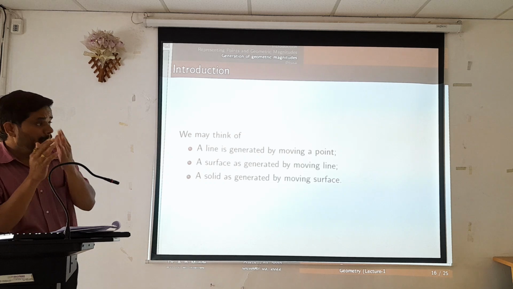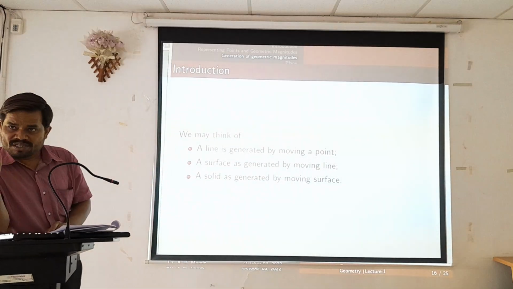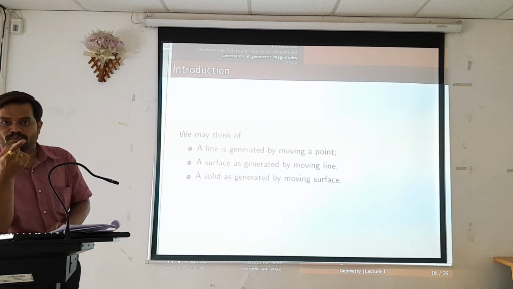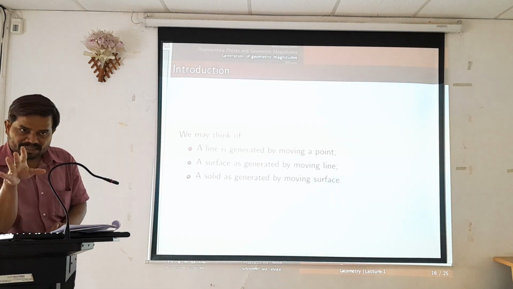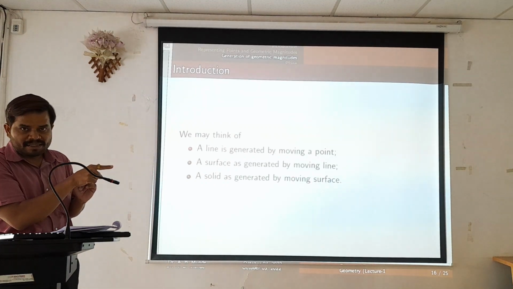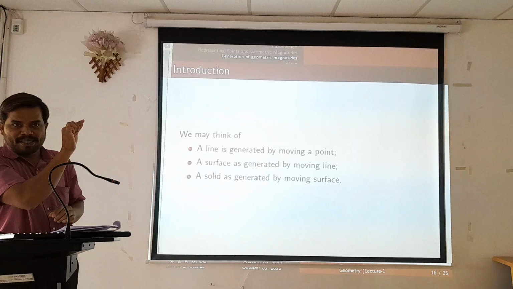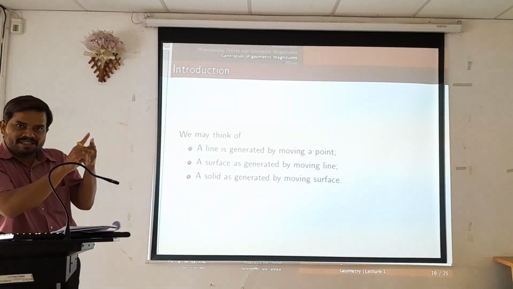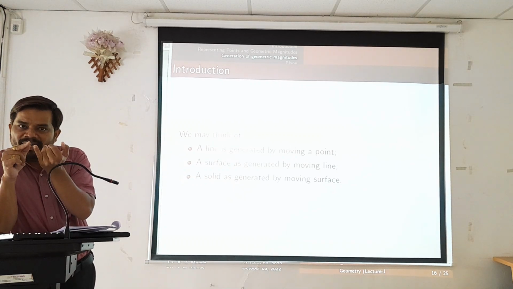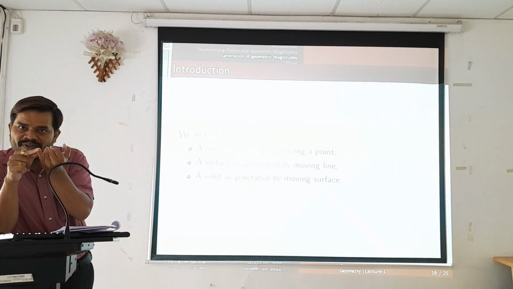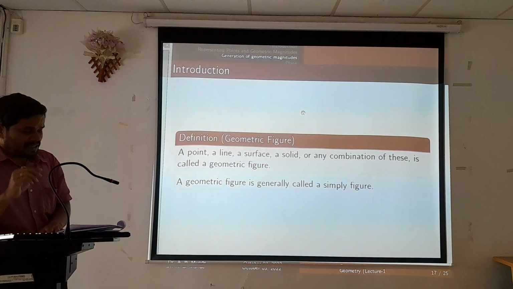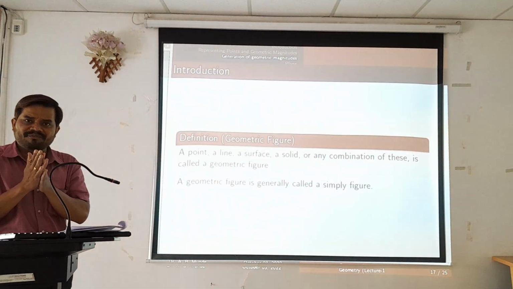Are you understand? For example, this is the classroom. There are 4 walls of this classroom. One wall is one surface, and when 2 surfaces coincide, we get a line. And if we intersect these 2 lines, we get a point. So do you understand my point? What is meant by line, point, surface and solid? Now see here, what is meant by geometric figures?